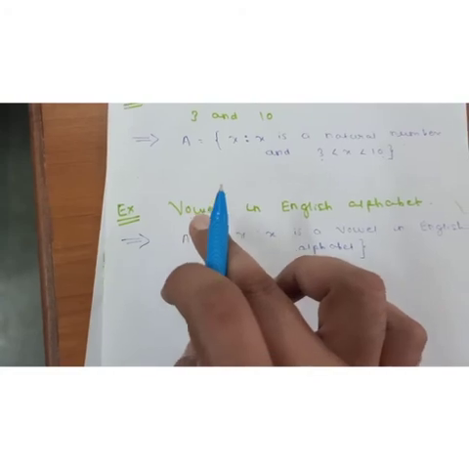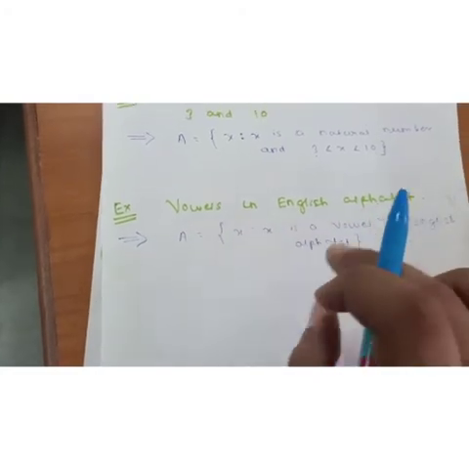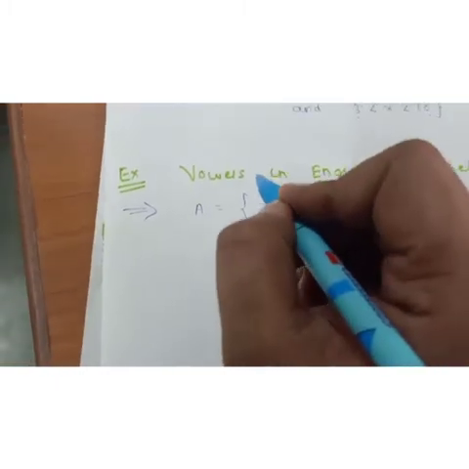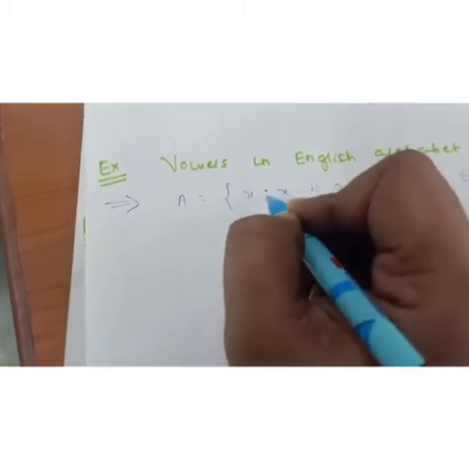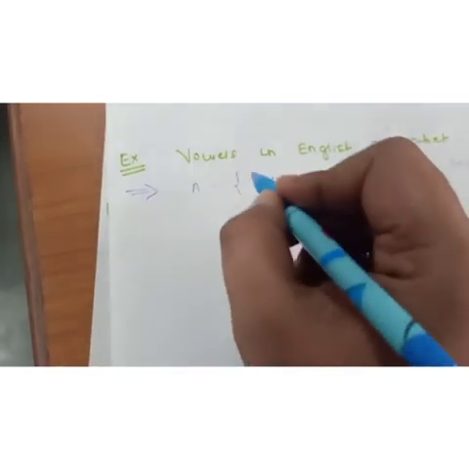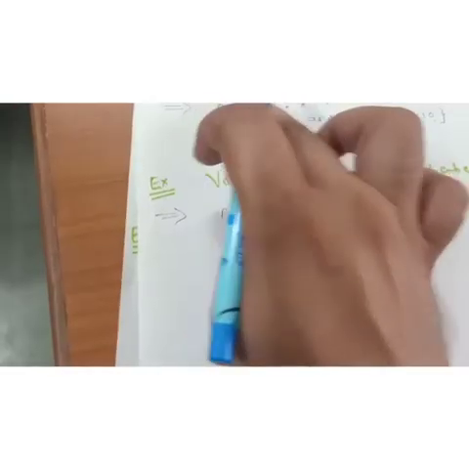Let's take the next example, vowels in the English alphabet. You don't have to write A, E, I, O, U. You have to mention x, then the colon, where the colon indicates such that x is a vowel in the English alphabet. Here also you have to enclose it by braces. This is how you can represent it in the set builder form.